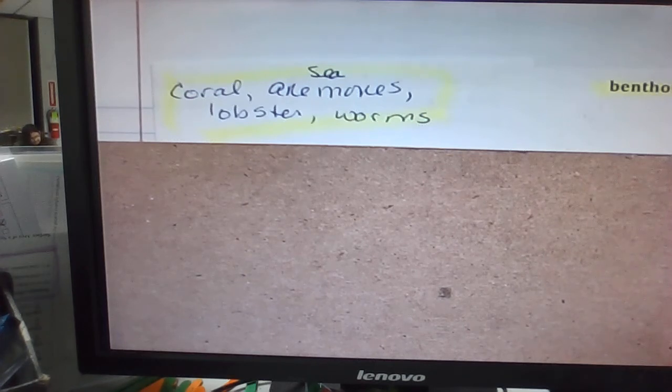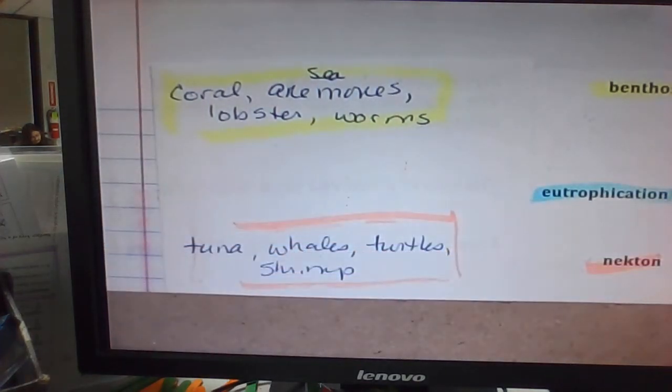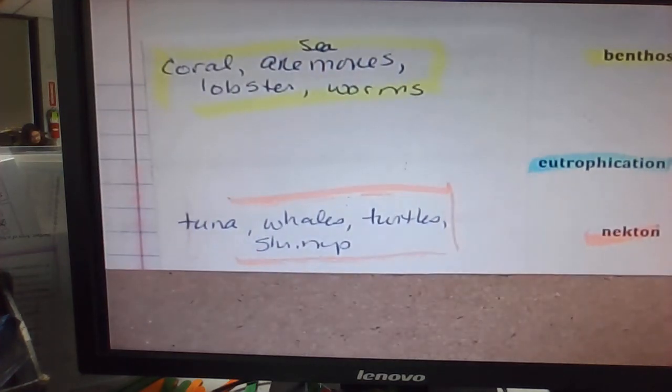All right, we'll skip eutrophication for just a minute. We'll go to nekton, the free swimming critters, what you normally think of being in an aquatic ecosystem. All the different types of fish, whales, turtles, shrimp, seahorses. So tuna and all the other different types of fish, whales, turtles, shrimp. These are the guys that are free swimming.